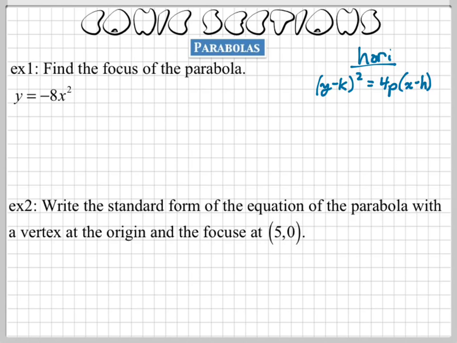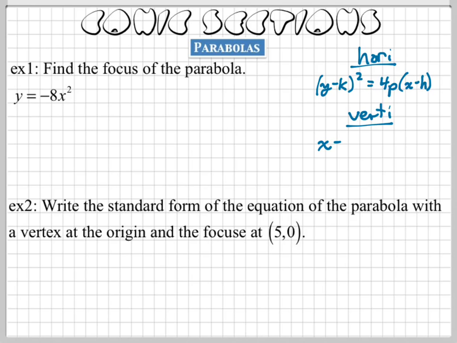Here we go. So this is your hori. Now, why is it a hori? It's a hori because the p is with the x, and the x goes horizontal, right? So it's whatever the p is with. That's kind of like your tell-all, kind of like the a squared with the ellipse and the hyperbola. That tells you if it's a hori or a verti. And the verti would look like this.